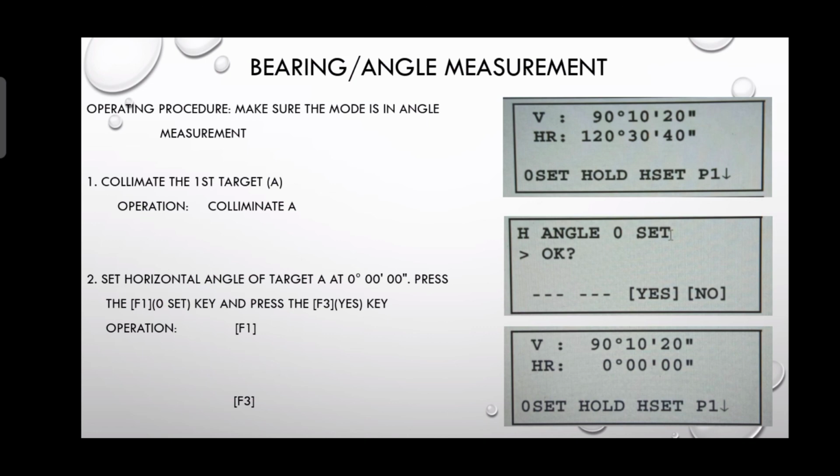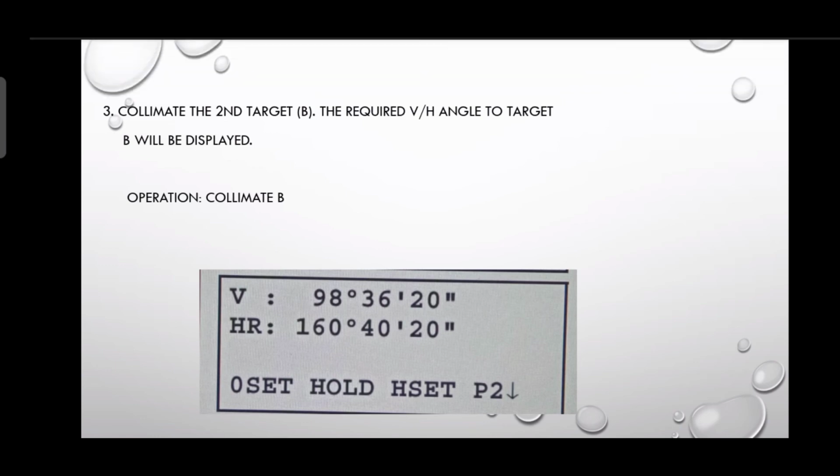For the next step, collimate the second target B. The required VH angle to target B will be displayed. Operation is collimate B. The display will be like the picture I have shown on the slide.